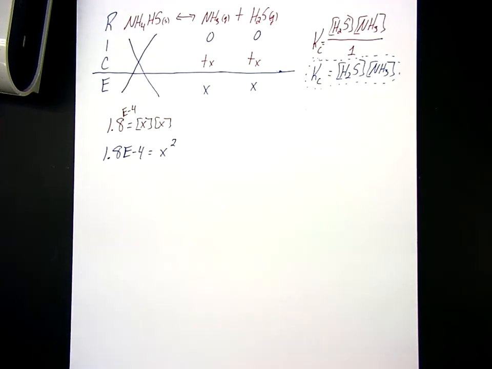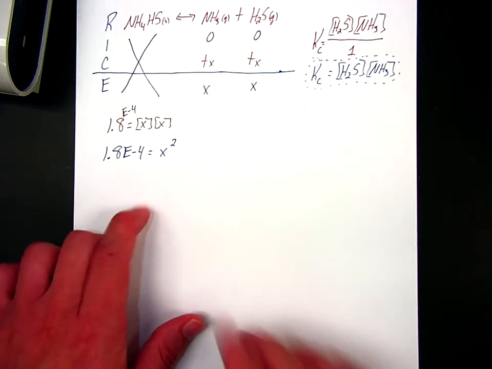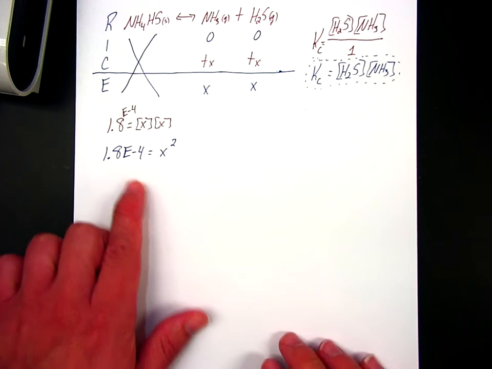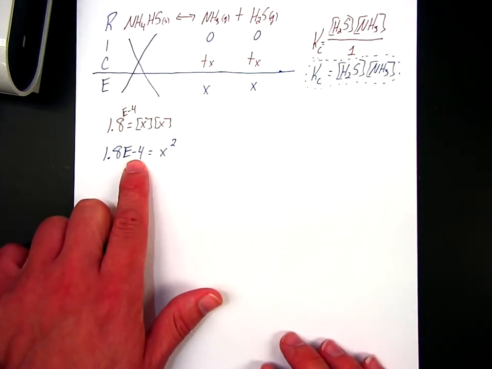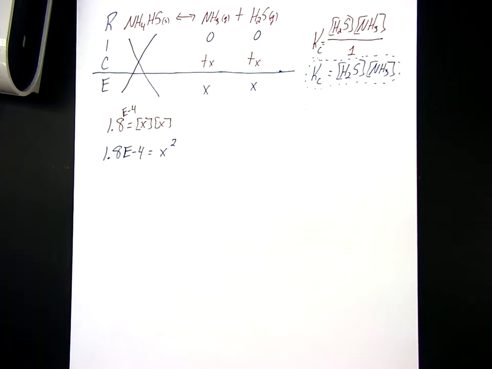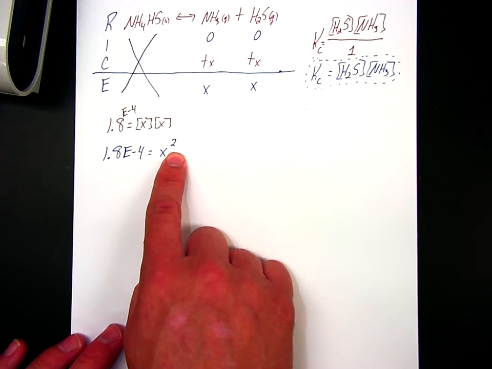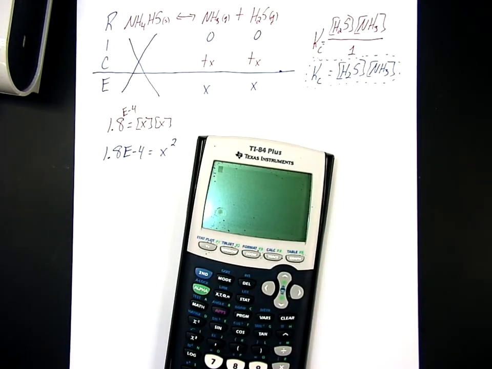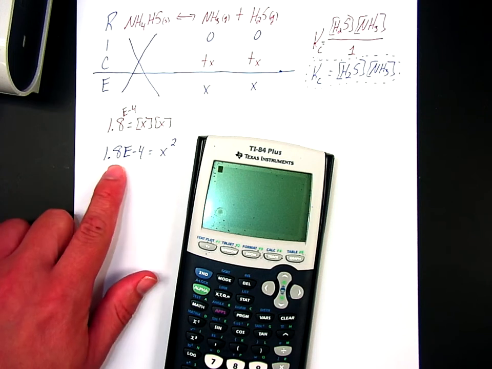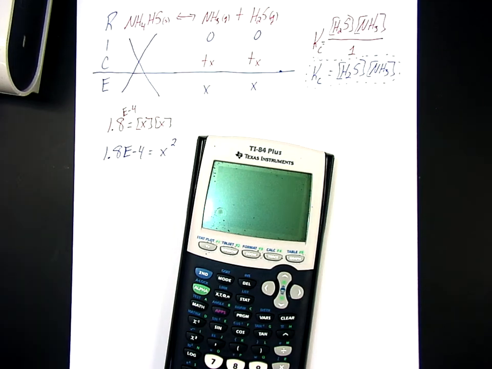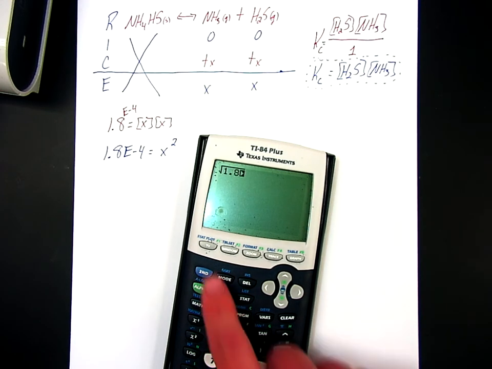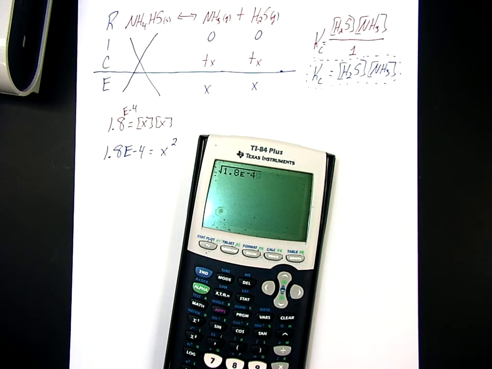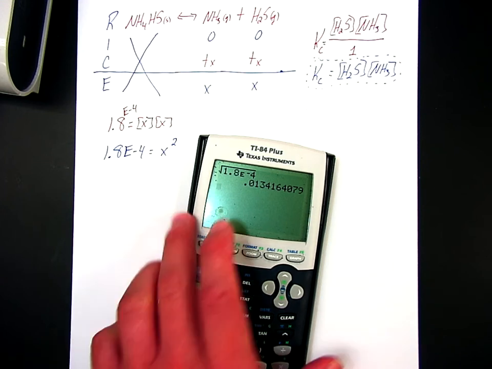All right, and now it's not a quadratic because the denominator there was a 1. Now I just have to know how to solve for X, and hopefully you know that if X is squared and you need to solve for it, you just need to find the square root. So in other words, if I find the square root of that, it will undo the X squared. So I'm going to say square root of 1.8 E negative 4 is going to give me a final answer of 0.013.